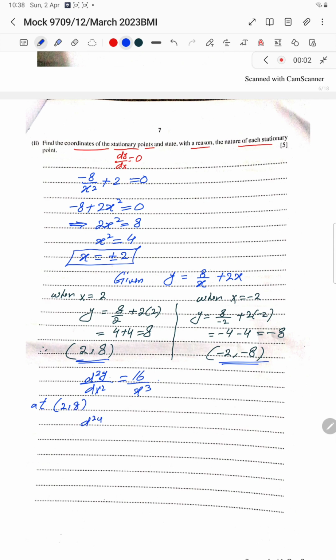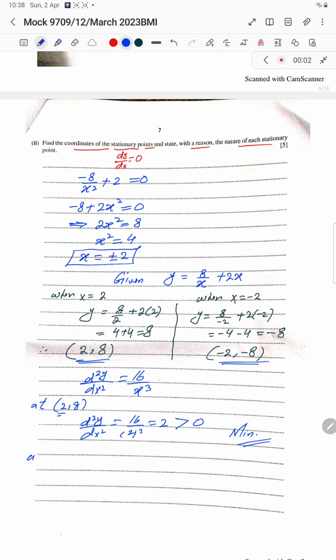you will see, do replace x with 2. It will be 16 by 2 square. We'll get 2, that is positive, bigger than 0. So it means the nature is what? Minimum.